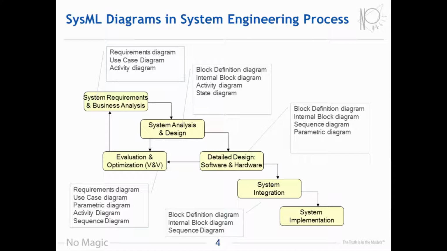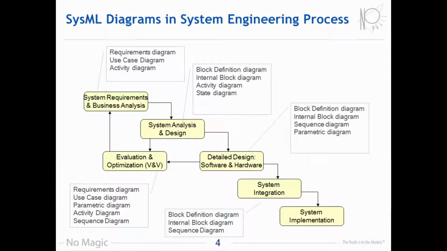To take this as a simplified version of the system engineering process, we typically start with system requirements and business analysis, and we would be using requirements diagram, use case diagram, or activity diagrams at this stage. And I believe in the first session in this series, you have seen some of the techniques used here, so we will not discuss requirements during this webinar.